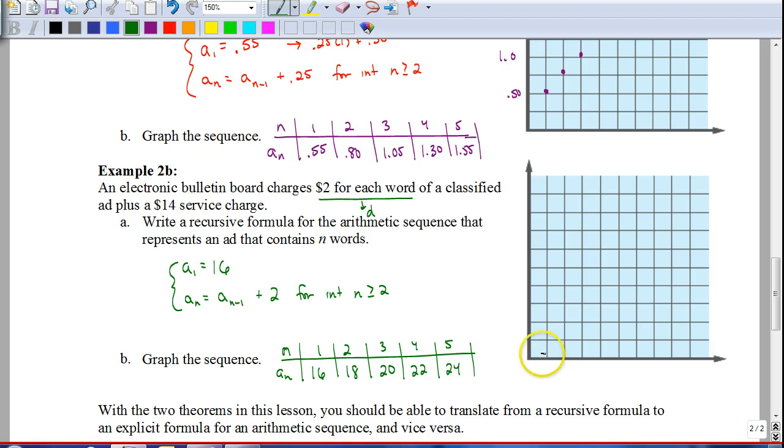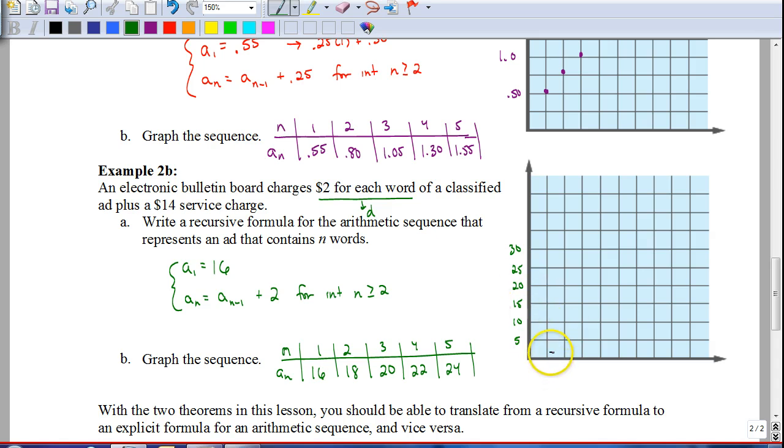So when I go to graph this, our first term is going to be 16. Let's first figure out what our scale is going to be. We have to go from 0 to 24. Let's count by 5s here. If we counted by 2s, I suppose we could have counted by 3s, that would have worked. But let's just count by 5s.